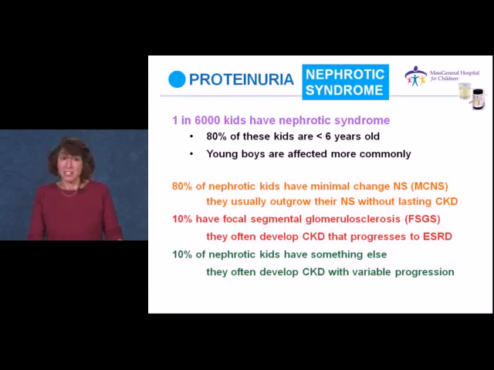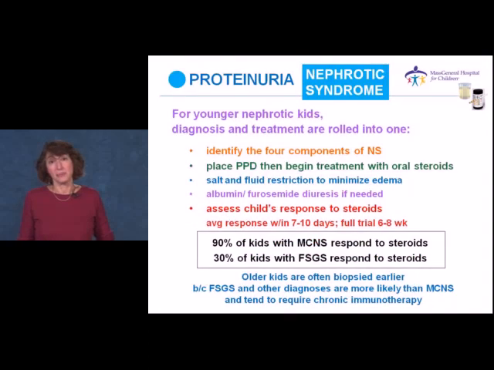10% of children who have nephrotic syndrome don't have minimal change, but have focal segmental glomerulosclerosis, FSGS. And these children do develop chronic kidney disease, and in some cases that will progress to end-stage renal disease requiring renal replacement therapy. And then the remaining 10% of nephrotic kids have something other than minimal change disease or FSGS. And they often will tend to have some chronic kidney disease, and depending on the actual etiology of their proteinuria and the associated problems, they will have variable progression to end stage.